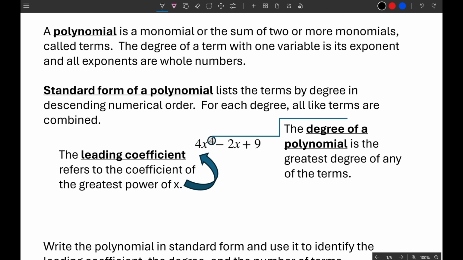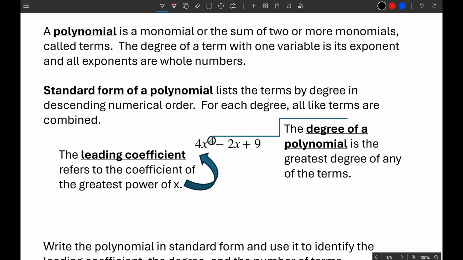Talking about graphing polynomials and kind of all of the key features of a polynomial. So a polynomial is a monomial or the sum of two or more monomials that are called terms. And the degree of a term with one variable is its exponent, and all exponents are whole numbers. So standard form of a polynomial lists the terms by degree in descending numerical order. And for each degree, all the like terms need to be combined.